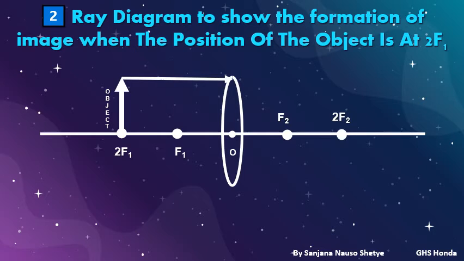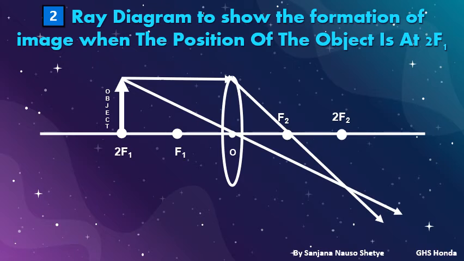Draw the incident ray which passes through the convex lens and gets refracted. Draw one more ray. Then from the principal axis, draw a downward arrow which meets at the point of intersection, which represents the formation of image.